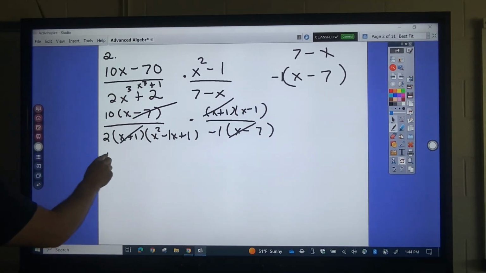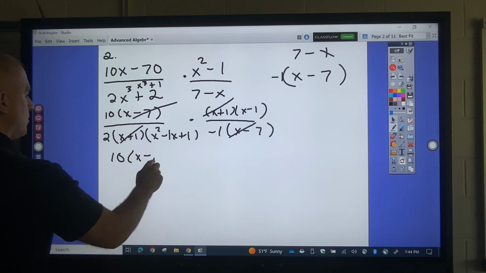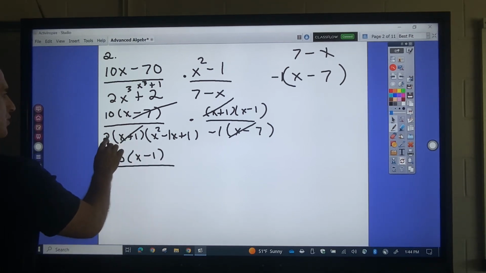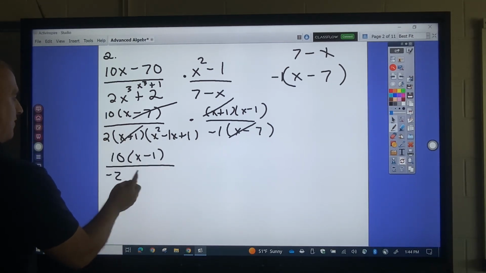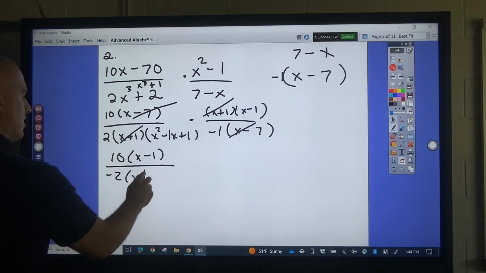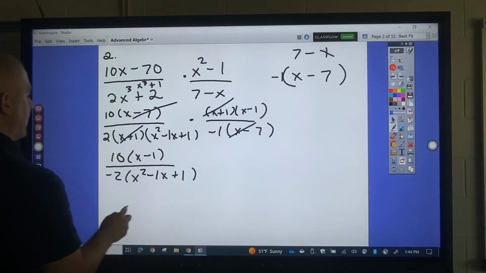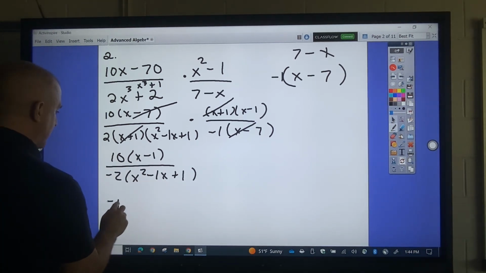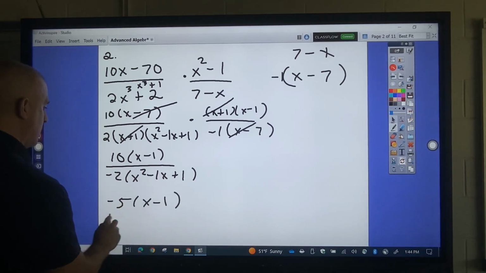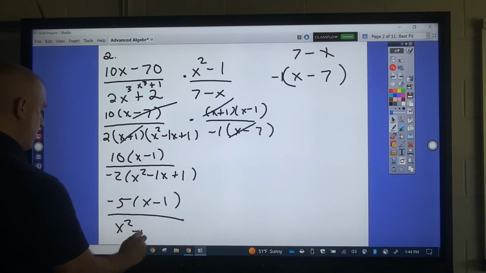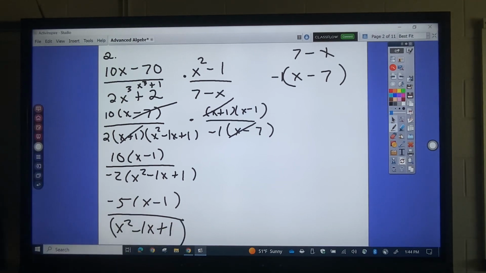So what do I have up top? I've got 10, x minus 1. On the bottom, I've got 2 times negative 1, which is negative 2, and then I've got x squared minus 1x plus 1. Now, I can divide those coefficients. That is going to be negative 5. And so I'm left with this for an answer.